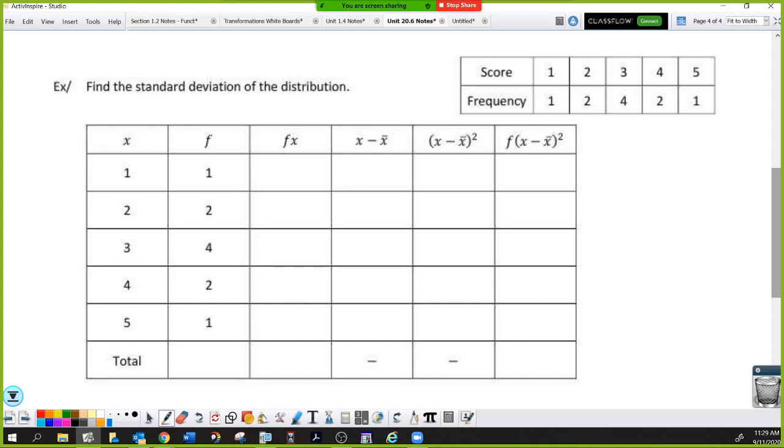So I've given you a score. Let's just say, since it goes 1, 2, 3, 4, 5, let's just say these are IB scores for a teacher. Not IB, excuse me, AP scores for a teacher, since the scale is 1 to 5, right? So we score 1, 2, 3, 4, 5, and then I have listed how many of each of those were scored in the room: 1, 2, 4, 2, 1. We've been asked to find the standard deviation of the distribution.